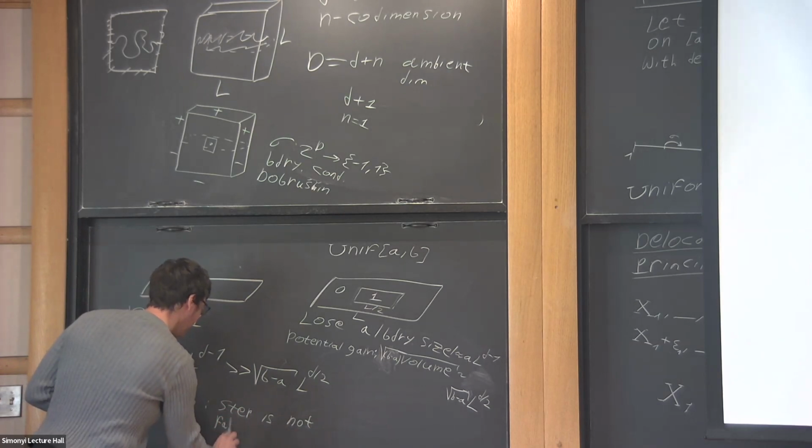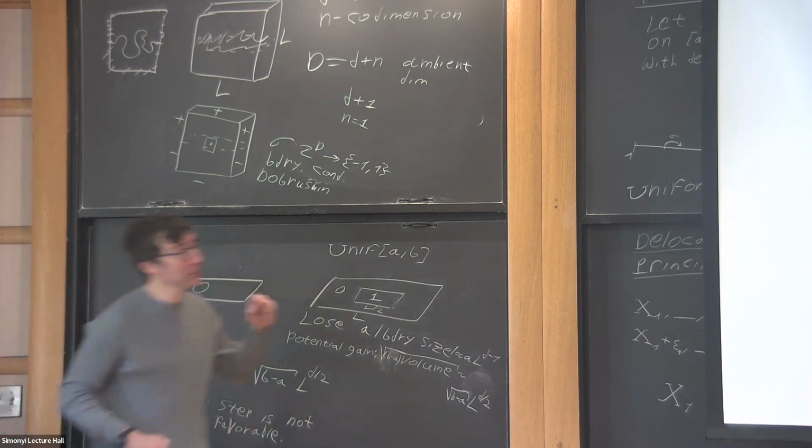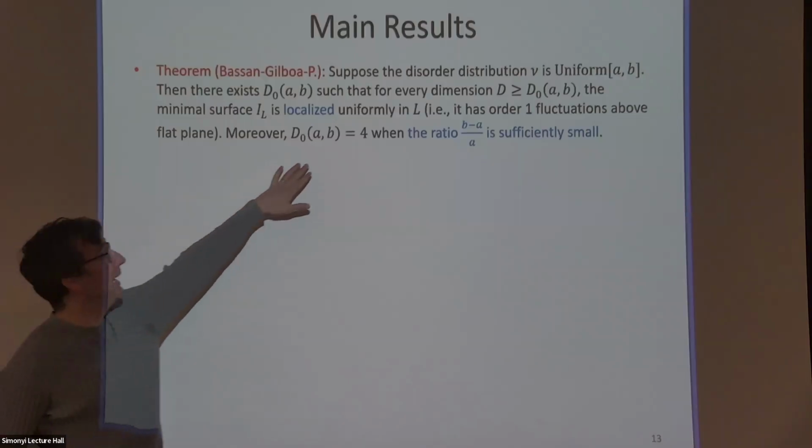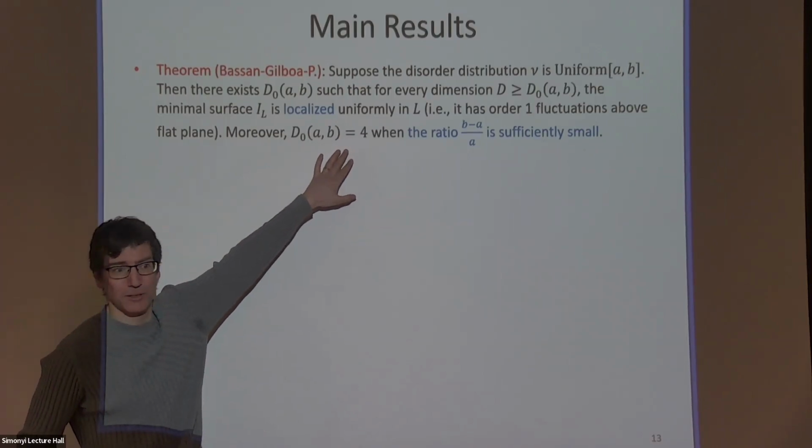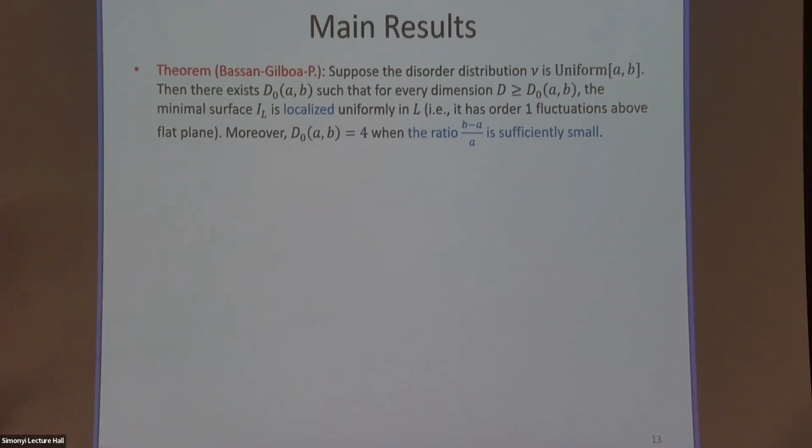So that's an argument one could use. At least it corresponds to our result, because we are saying it's localized when the base dimension is 3 or the ambient dimension is 4. So it corresponds to that. You do see A and B minus A entering.